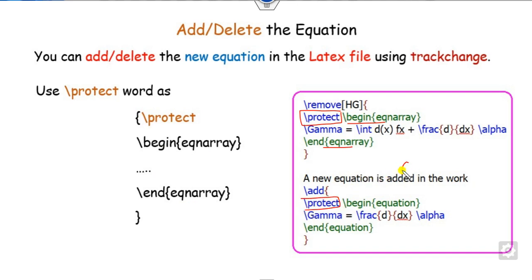So if you want to add something, now you can write it as add with curly braces. If you want to remove something, you can write it as remove of something. The syntax is the same, but you just have to use this protect. If you don't want to use the protect, then you can try to run, and there will be an error in the running file.